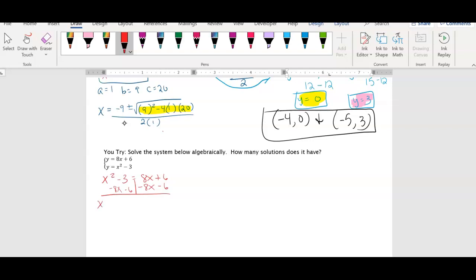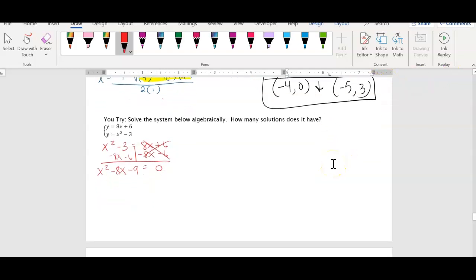So I have x squared. I only have negative 8x, nothing to combine it with, so I bring it down. And then negative 3 minus 6 is negative 9. Then everything cancels, equaling 0. So next I do the quadratic formula. A equals 1, B equals negative 8, C equals negative 9.